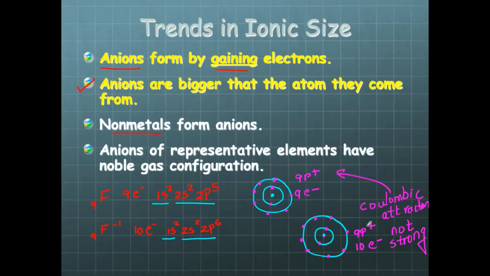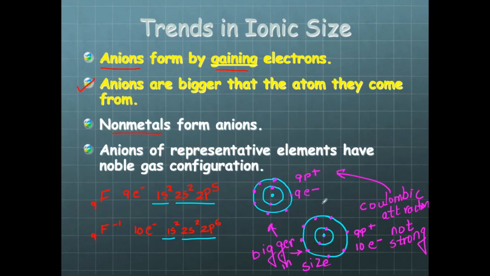And since the Coulombic attraction is not strong, the nucleus is now holding more electrons as compared to this. So the hold of the nucleus on each electron has reduced. Therefore, this would increase the size, making the anion bigger in size as compared to this one. So this is bigger as compared to the neutral atom.